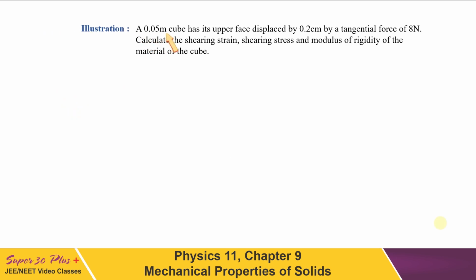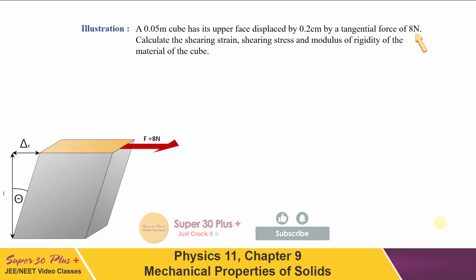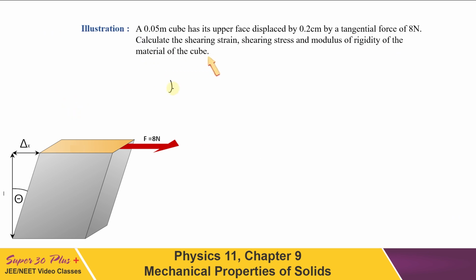A 0.05 meter cube has its upper face displaced by 0.2 centimeter by a tangential force of 8 Newton. Calculate the shearing strain, shearing stress and modulus of rigidity of the material of the cube. So let us see. Length here is given as 5 into 10 to the power minus 2 meter. The displacement, that is delta x.